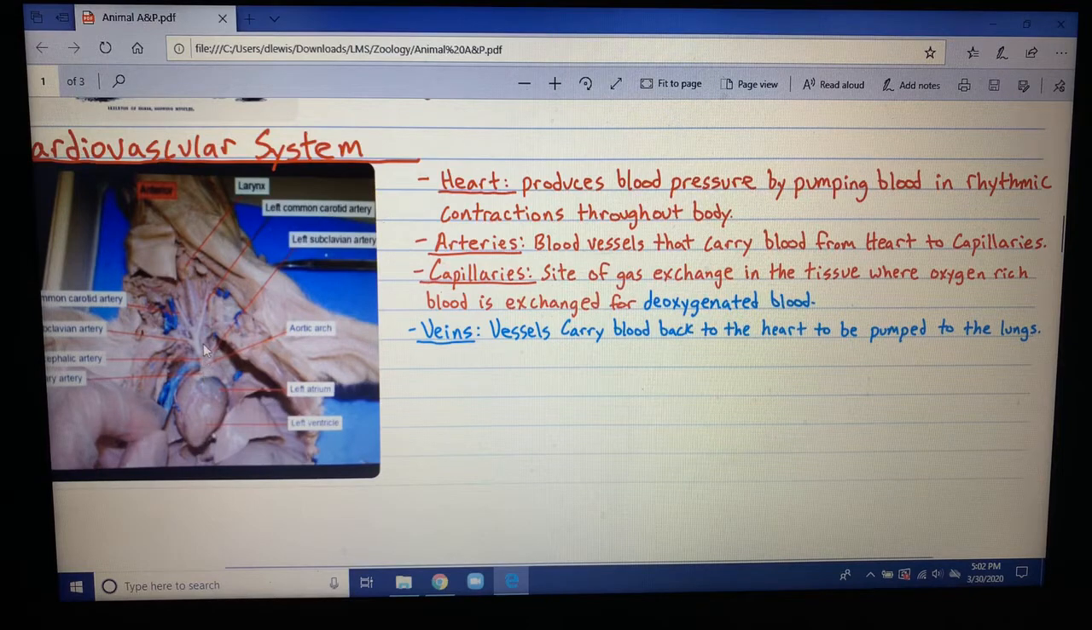So as blood moves from the heart through the arteries, it'll eventually make its way to various tissues all over the body, where the arteries will turn into these capillaries. These capillaries are thinner than the arteries are, and so they are going to allow gas exchange in the tissue, where oxygen-rich blood will be dumped off into the tissues, and deoxygenated blood will be picked up by the veins, and then that deoxygenated blood is carried back to the heart, where it's pumped to the lungs to drop off carbon dioxide and pick up that oxygen and become oxygen-rich again.